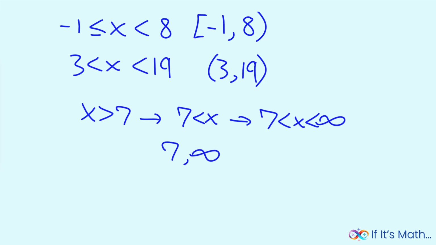And because there's no or equal to here, you know that you're going to use the parentheses at the beginning. The other rule, remember, is that if it's infinity, it's always going to take the parentheses. Another way to think about that is you're never going to be less than or equal to infinity. So there's no or equal to, so you're going to have this parentheses there.